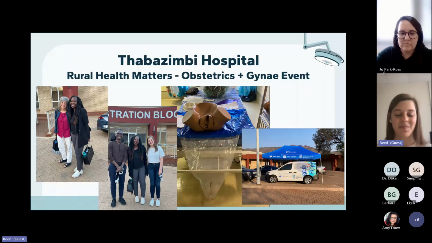I also got to see some new tools be explained to physicians and nurses. So the picture in the middle is a bag that captures blood during birth so that medical teams can quantify blood loss. So also just seeing how a really simple solution can make a huge difference in patients' lives and families' lives.